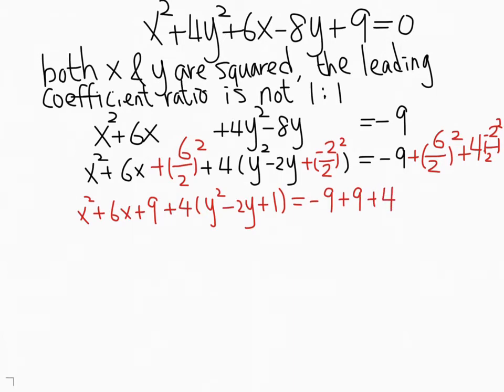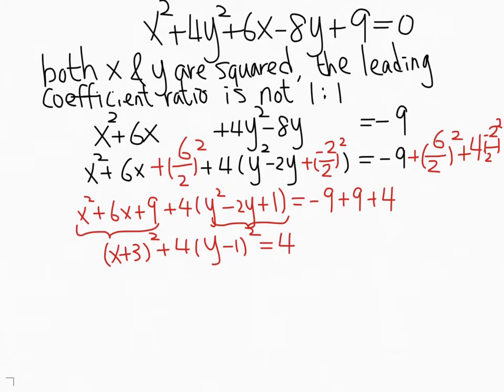So now we can rewrite this into perfect square format. x plus 3 squared plus 4 times y minus 1 squared. So these three terms are being put into perfect square form. -9 plus 9 plus 4 equals 4.